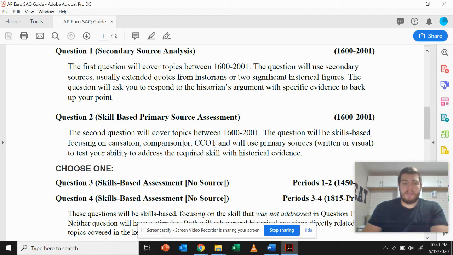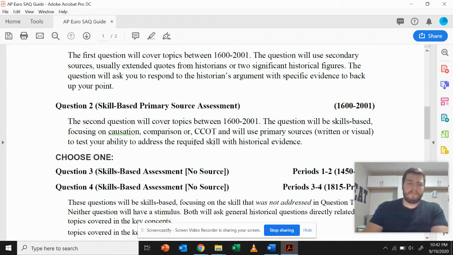Causation, comparison, and change or continuity over time is what CCOT means. Causation is cause and effect. Comparison is comparing and contrasting, meaning similarities and differences. And change and continuity over time is basically explaining how some type of idea has continued throughout history, or how that idea has changed throughout time. And we'll talk a lot more about these, because these skills are what you're going to use to write the essays for the LEQ and DBQ when we get to that.